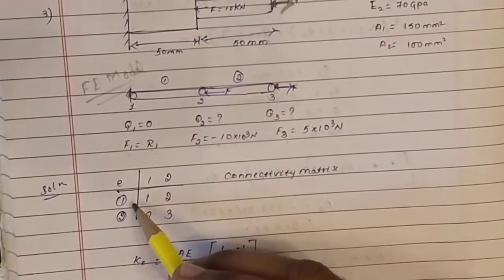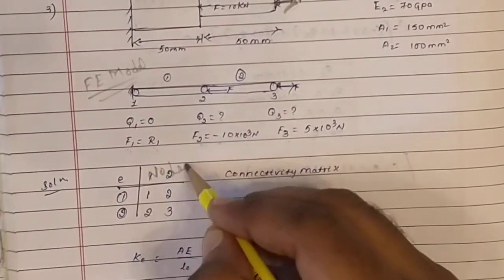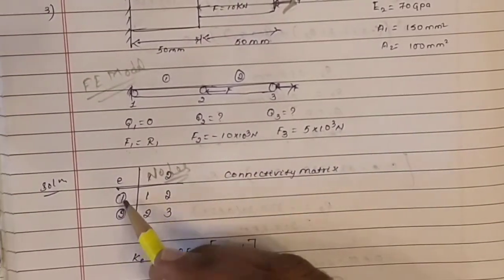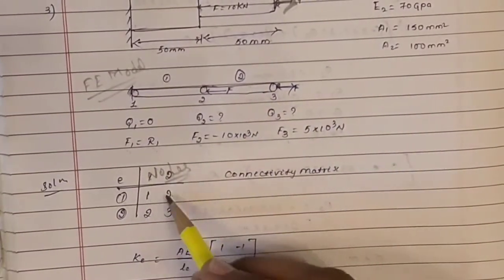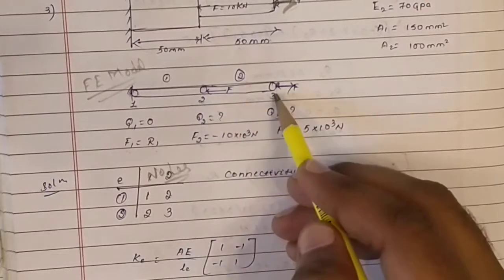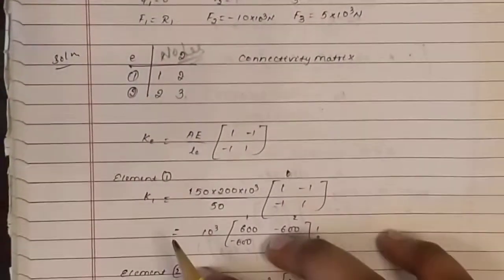Next is element connectivity. There are two elements, 1 and 2. The first element is between the nodes 1 and 2. The second element is between the nodes 2 and 3.